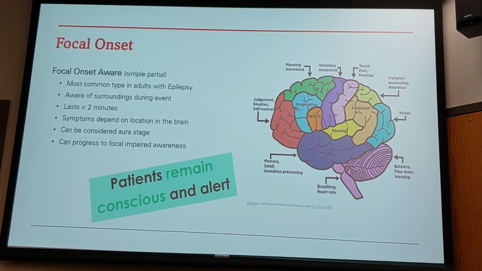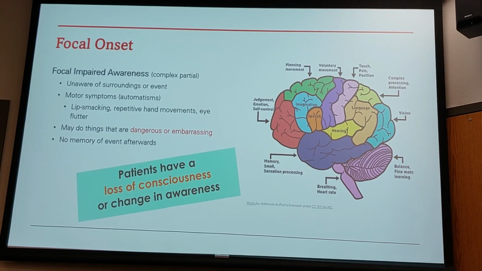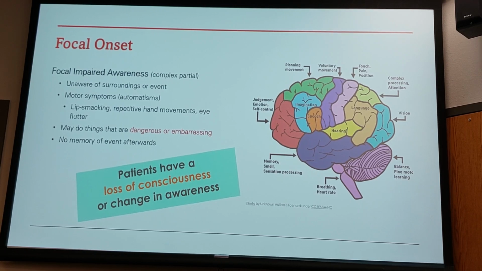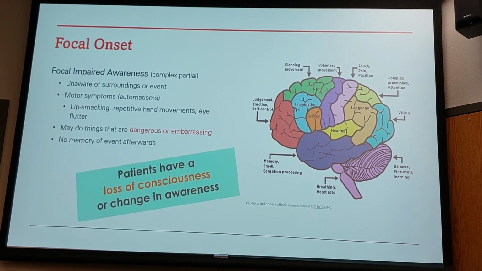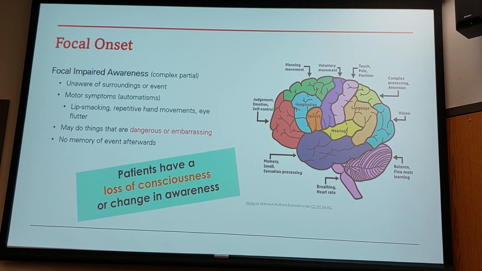So remember, conscious and alert, focal impaired awareness, meaning their awareness is impaired, right? So patients have a loss of consciousness. Doesn't mean like their eyes close and they go to sleep, right? Eyes can be open, they just are not aware of what's going on. So our focal aware can develop into a focal impaired awareness. Again, these things can progress.